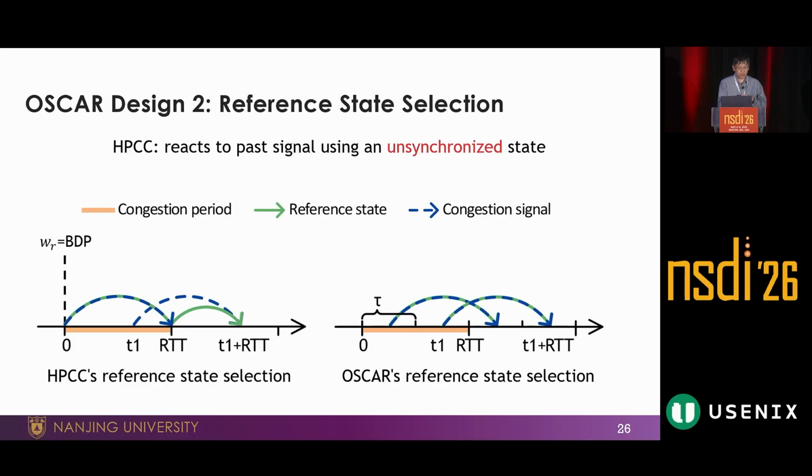This is the HPCC. Their reference state and their signals are not synchronized. They are not reacting to the actual sender state. So for our solution on the right, the OSCA, we synchronize the whole thing. The signal is reacting to the previous state when the packet was sent. So with this synchronized state selection, we can eliminate many errors.